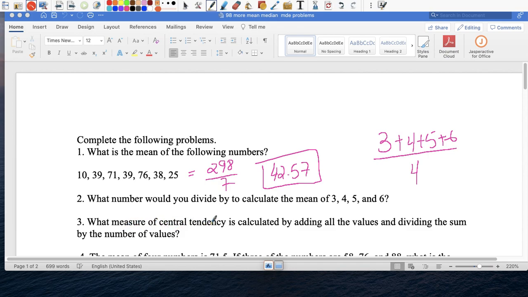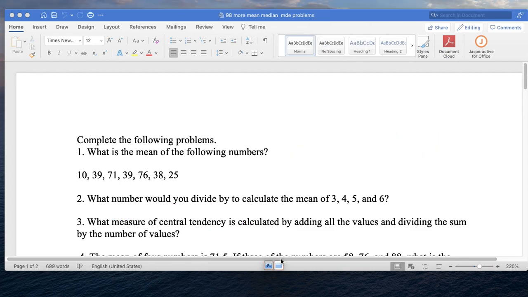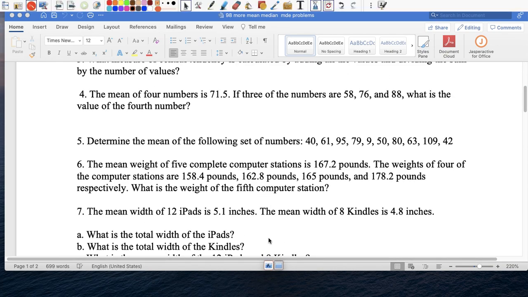What measure of central tendency is calculated by adding all the values and dividing the sum by the number of values? That would be the mean. So measures of central tendency, remember, it's the mean, the median, and the mode, right? So out of the 3 measures of central tendency, which one do you add up and divide? That would be the mean.